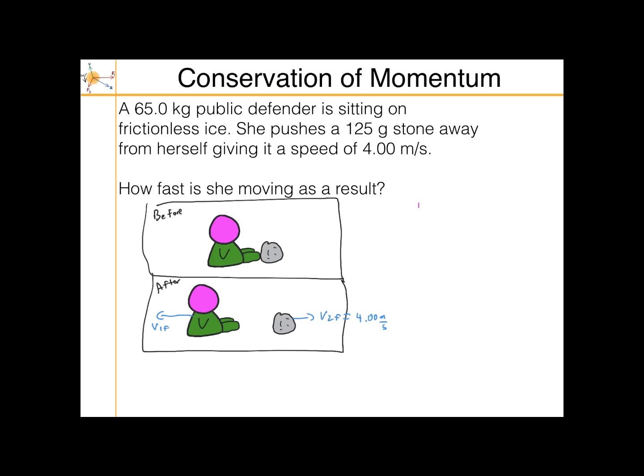So for her we have M1, her mass, 65.0 kilograms, and her initial speed is 0, she's at rest. We do not have her final speed, and that is what we want to find. For the rock, or the stone, the mass is 0.125 kilograms, converted to kilograms. The initial speed of the rock is 0, and the final speed of the rock is given as 4.00 meters per second. So we have everything we need here.